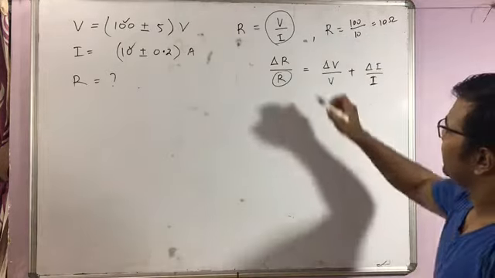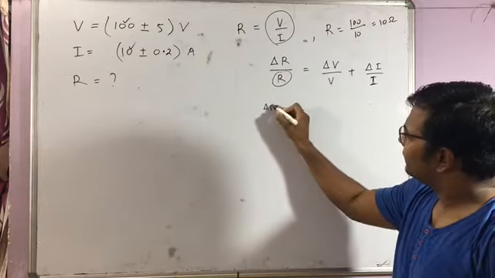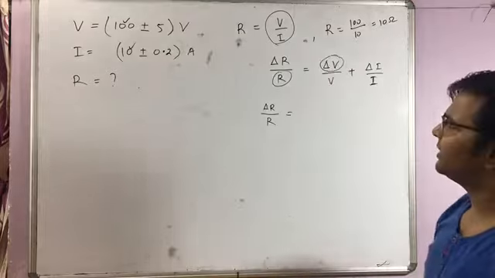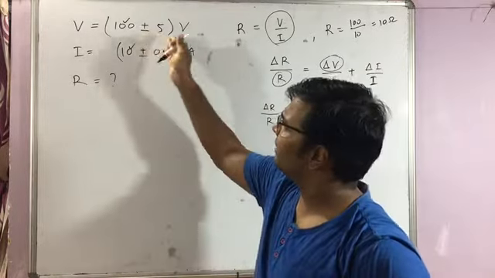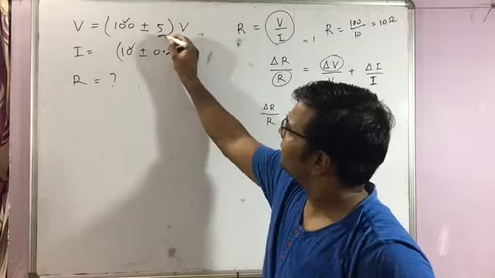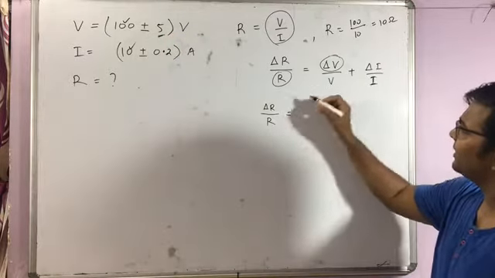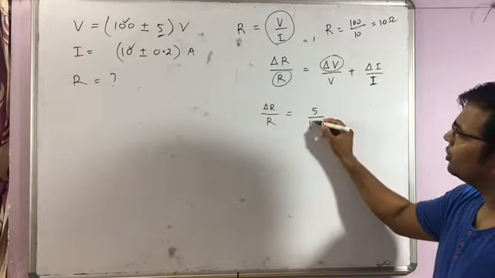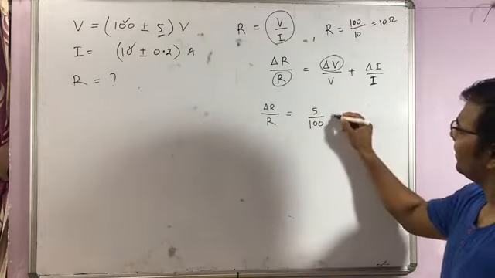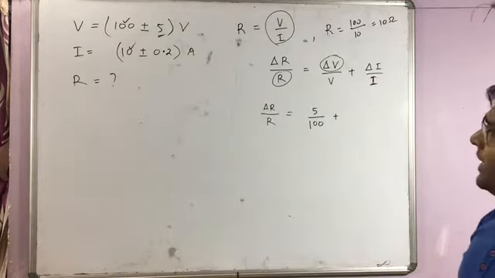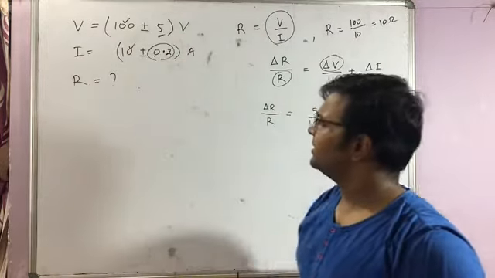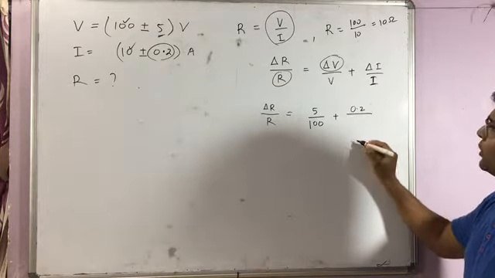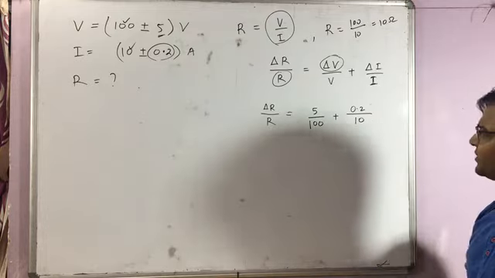But now we can calculate the relative error, which is del R by R, given by del V by V plus del I by I. Del V is the error in the measurement of voltage, which is 5. So del R by R is equal to 5 divided by V, where V is the true value, 100, plus del I by I. Del I is the absolute error in the current, which is 0.2, divided by I, the true value, 10.